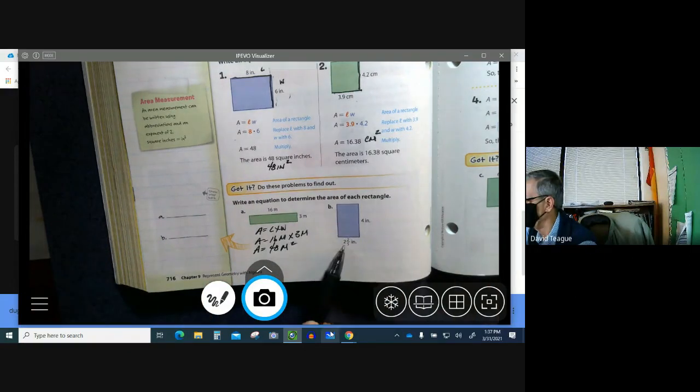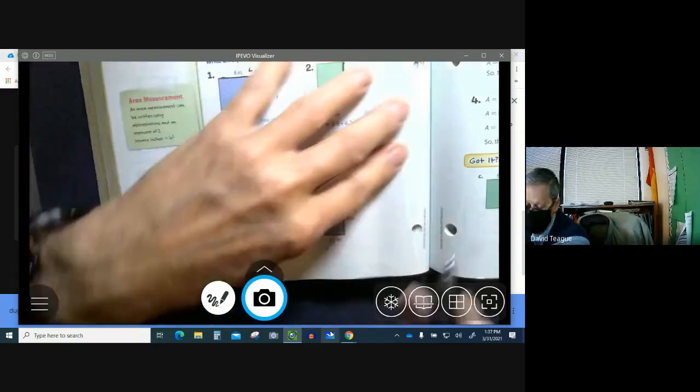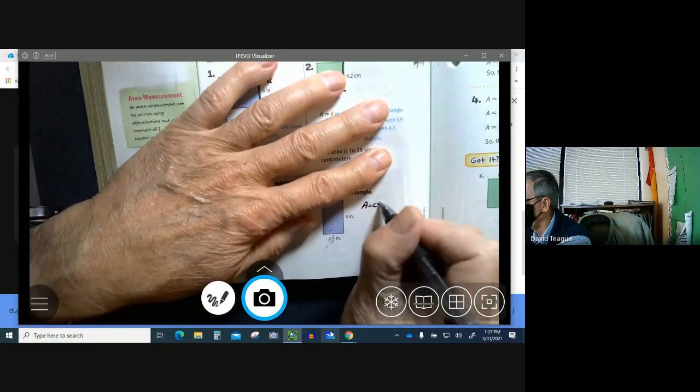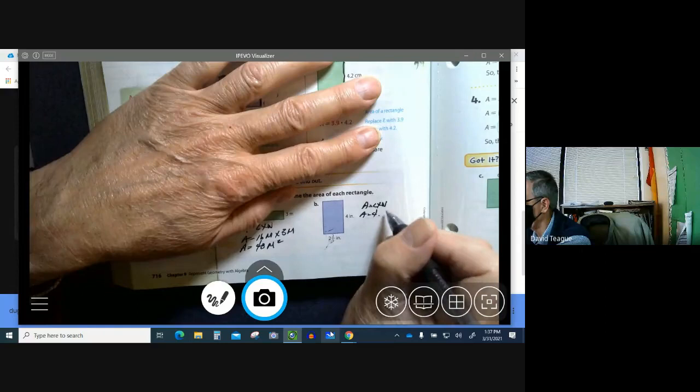Okay, this one's going to be tricky, right? Because you have a whole number and you have a mixed number. But just to keep it simple, area is length times width. So area is equal to 4 times, or you could just put parentheses, 2 and 2/5.